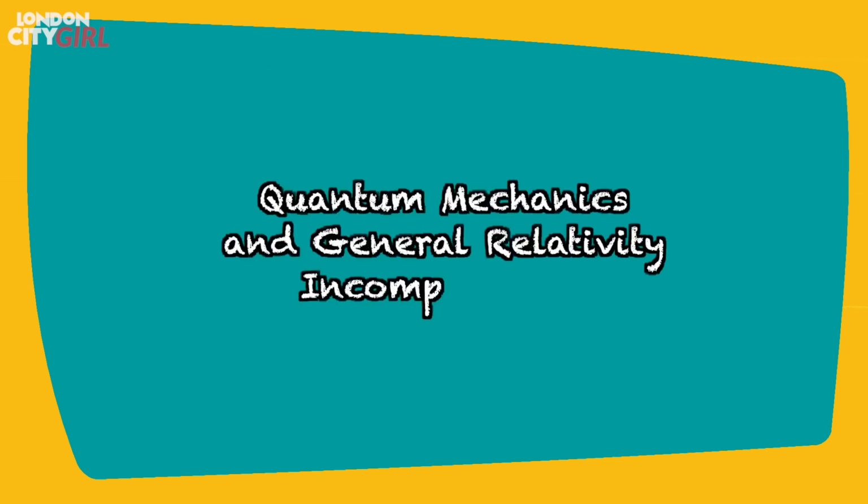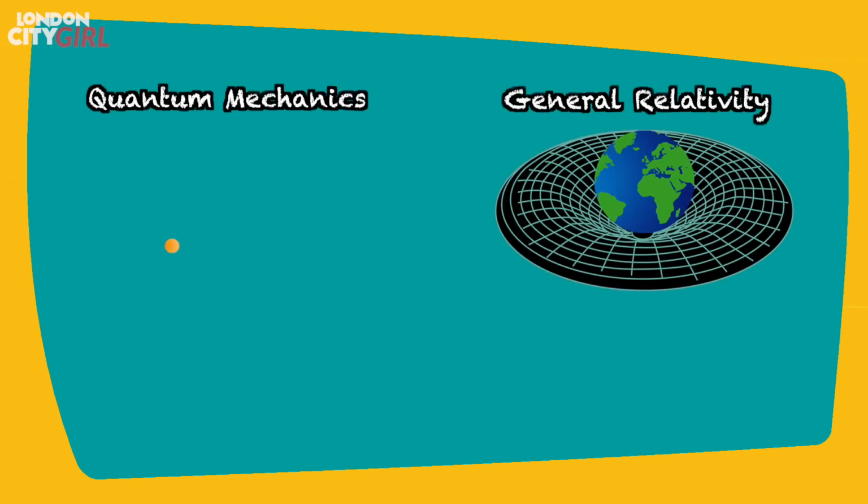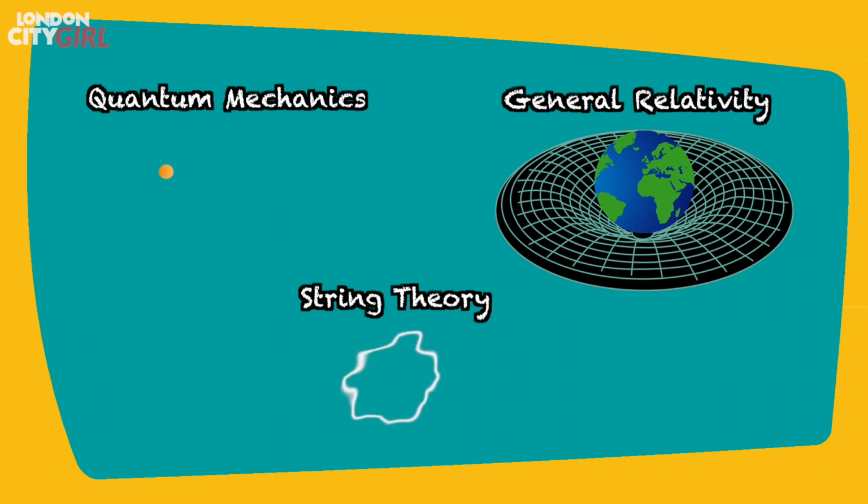Quantum mechanics and general relativity incompatibility. Quantum mechanics and Einstein's general theory of relativity are two of the most successful theories in physics, but they are incompatible. Quantum mechanics describes space and time as being quantized, whereas general relativity describes space and time as a smooth continuum. String theory attempts to resolve the incompatibility and is an attempt to find the elusive theory of everything that explains all the matter and forces in our universe. That in itself is a whole other video.